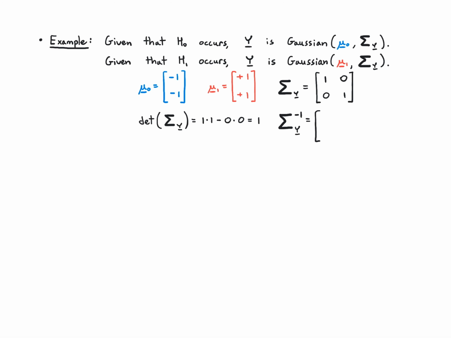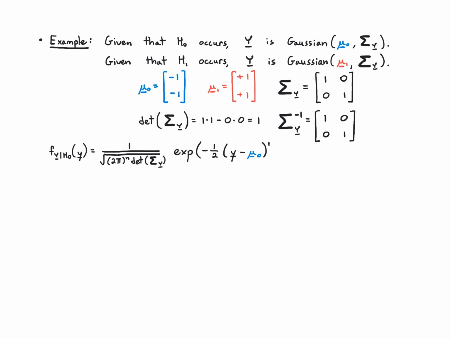And its inverse is also the identity matrix. So things here are really nice and simple, which is great. So I get the conditional PDF of this y vector under H0 is 1 over this normalization. This whole normalization constant turns out to be the square root of 2 pi to the n times the determinant of sigma y. And then the important thing is e to the minus 1/2 (y vector minus mu0 vector) transpose, sigma inverse times (y minus mu vector of 0). And so that all simplifies down.